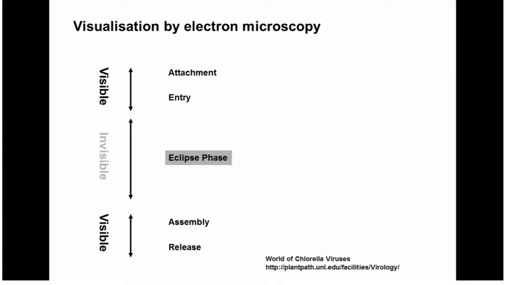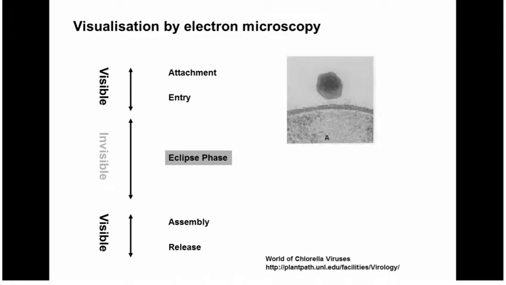If you infect a culture and then take pictures at different time points, then you can try and see what is happening. So this is with a chlorella virus. So it infects a chlorella, a eukaryotic single-celled alga. So the first events are attachment onto the surface of the host cell, degradation of the cell wall, and then entry.